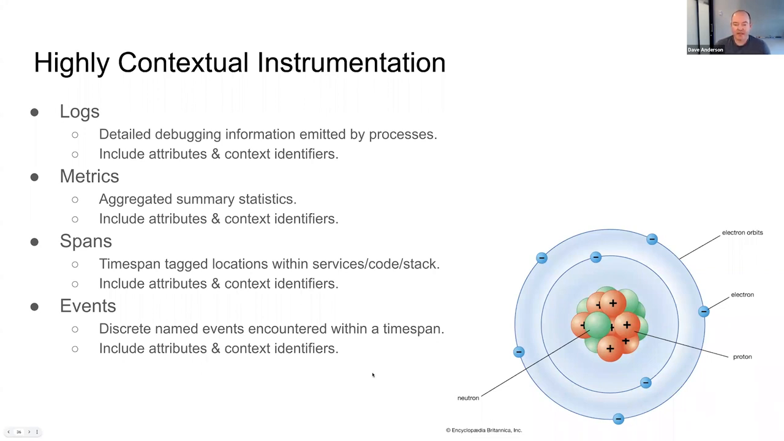The analogy here is that these constituent elements of logs, metrics, spans, and events aren't necessarily super interesting or useful by themselves, but together they compose the elements and molecules and eventually the planets and universe that exist. So these are the constituent elements of observability. And the context and attributes are the key to observability.